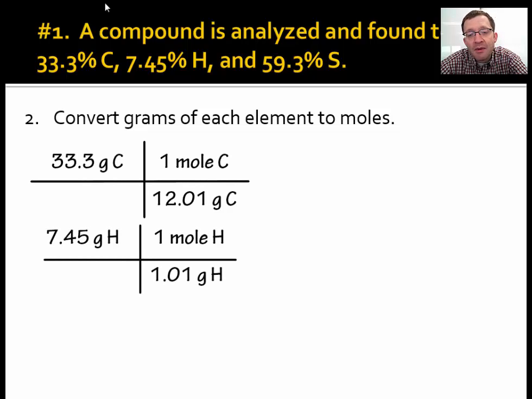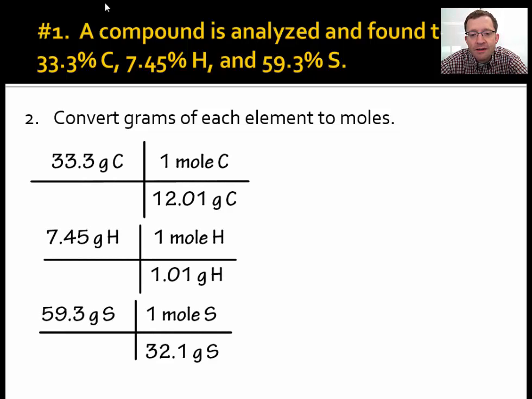Well, that means setting up basically 3 simple mole conversions, just like this: carbon, hydrogen, and sulfur. And I look up the molar masses from my periodic table, and I plug them in there to make a mole conversion. Now I want to point out one thing that's very commonly mistaken here, and get you hopefully out of the habit of doing this.